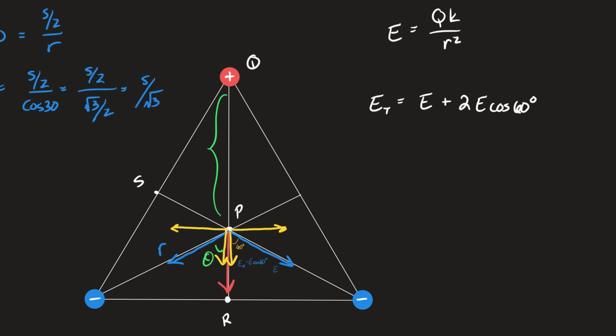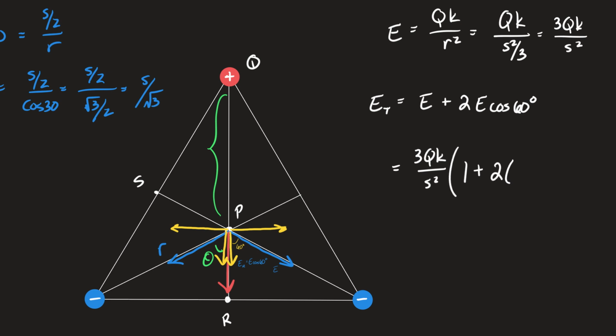Now, E is going to be QK over R squared, which we now know is S over root 3, so R squared is S squared over 3. Any question about where I got that from? So I can write this as 3QK over S squared. That's what I'm going to use for E. Factor out the E, and I'll get 3QK over S squared, and in the parentheses, 1 plus 2 times cosine 60, which is a half.